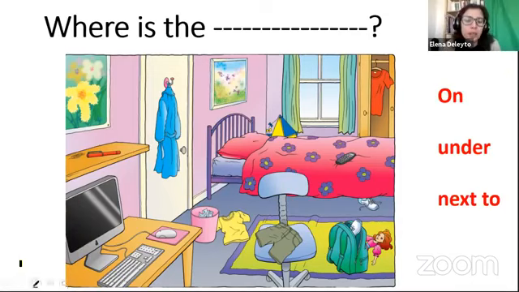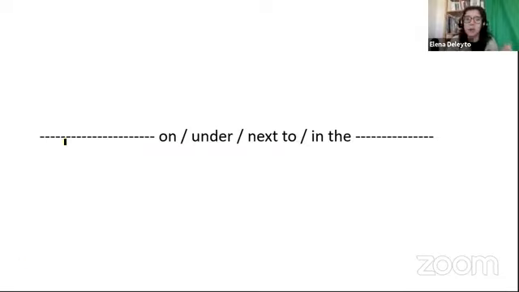Yes, I want to ask, where is my shoe? Can you see it? It's white, by the way. Let's see if we get any answers from everyone using the comments. Where is my shoe? It's not easy to find because the room is such a mess.